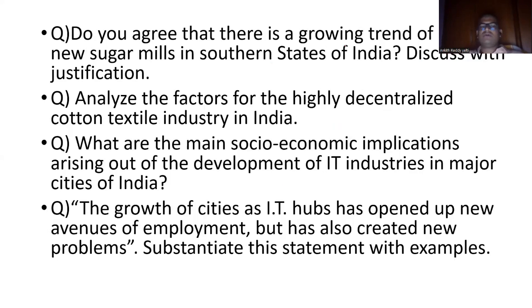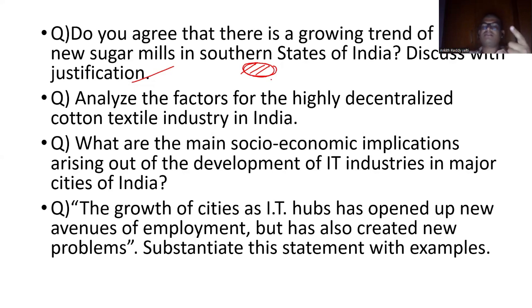Okay. Now, do you agree that there is a growing trend of opening new sugar mills in the southern states of India? Discuss with justification. Especially, sugarcane is largely grown in Uttar Pradesh, Punjab, this region. There were earlier many sugarcane mills in this region. But now slowly, more new sugar mills are established in southern regions than in North India, because in southern India, sugar mills are established by cooperative societies.